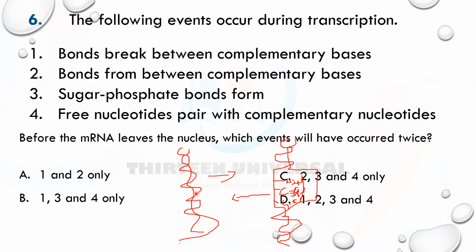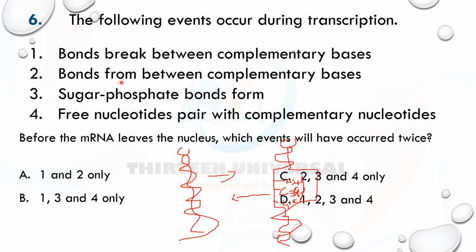Bonds, the first time, break when the DNA unwinds. The second time they break is when the messenger RNA leaves the nucleus. The bond between the bases on the messenger RNA and the template strand must be broken, right?